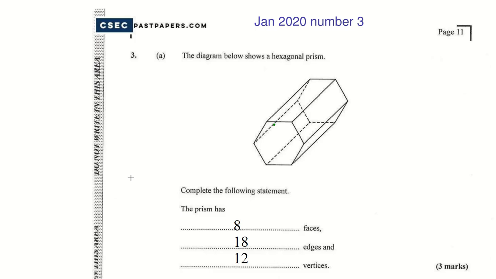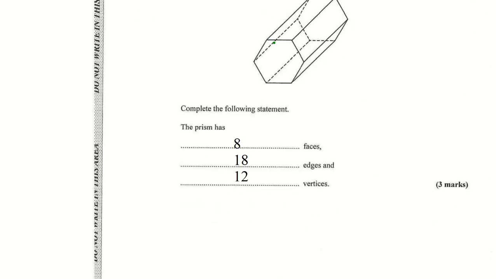How many edges? Edges are the lines. 1, 2, 3, 4, 5, 6, 7, 8, 9, 10, 11, 12, 13, 14, 15, 16, 17, 18. So there are 18 edges. Your vertices, these are where two or more lines meet up. So there's only 1, 2, 3, 4, 5, 6, 7, 8, 9, 10, 11, 12. So 12 vertices.